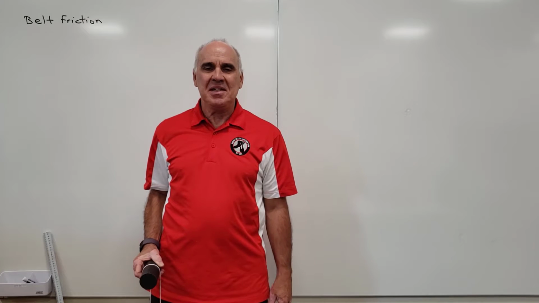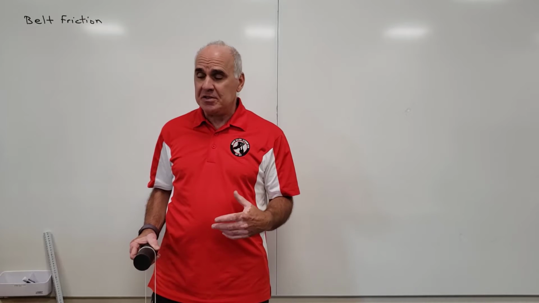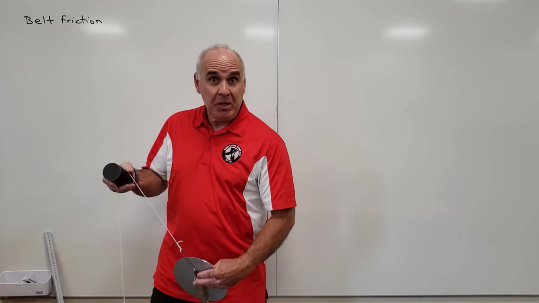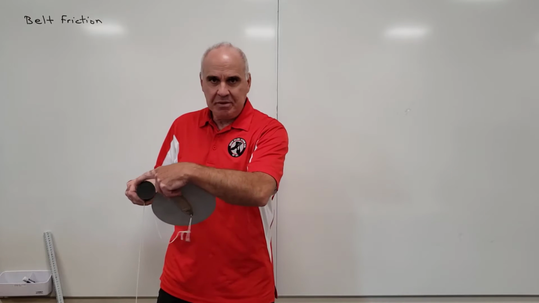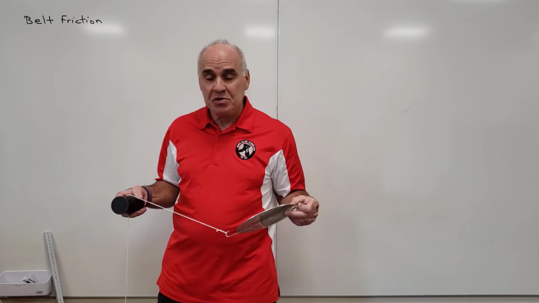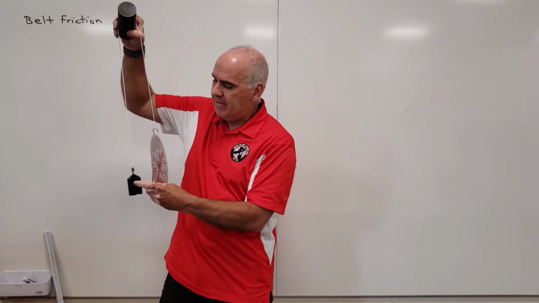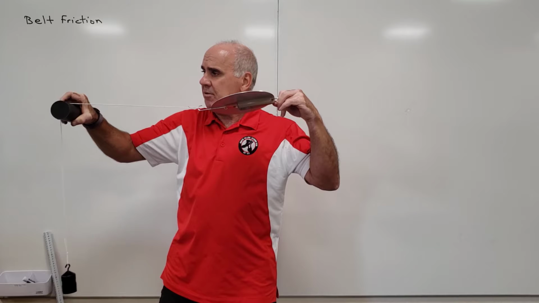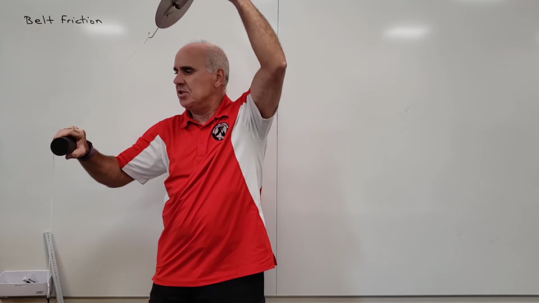Hey everyone, let's start talking about belt friction in our discussions on friction. Belt friction occurs anytime you have a belt, or in this case a piece of string, generally wrapped around some sort of circular object or post. In this scenario, I've got a half kilogram mass here, and a piece of string wrapped around this cylinder.